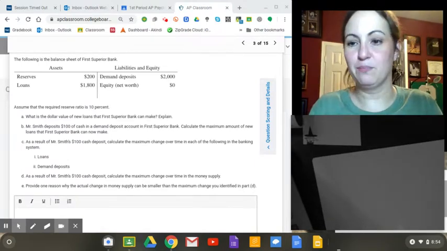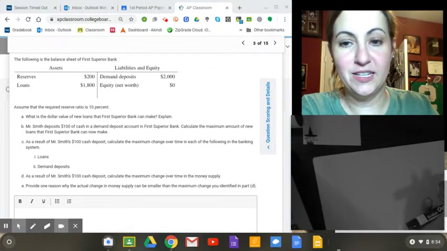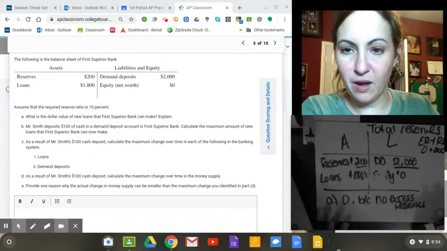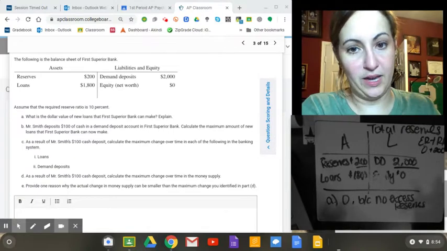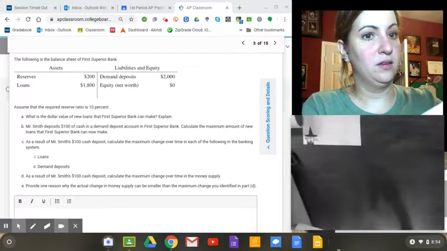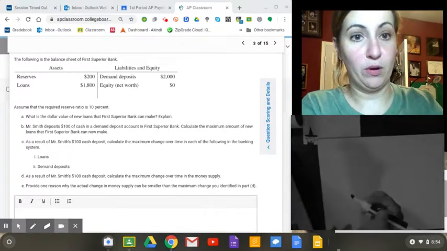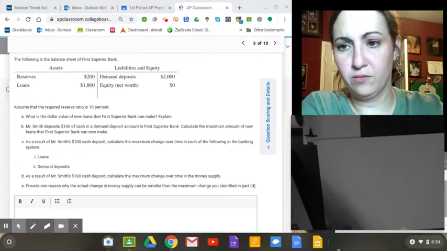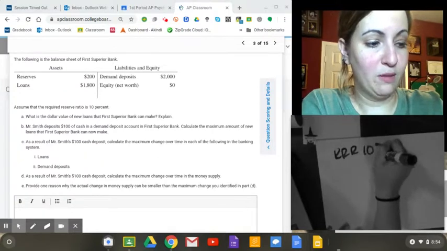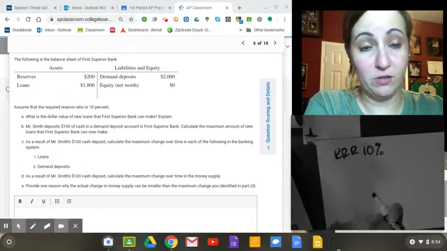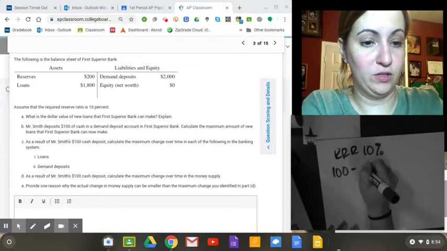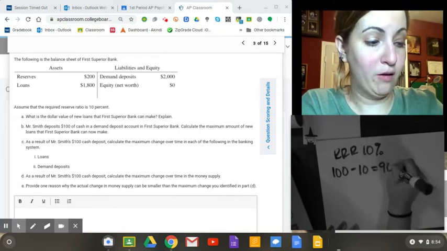So, okay. Mr. Smith deposits $100 in cash in his demand deposit account. So he deposited $100 into his account. How many new loans can they make? Well, they can loan out whatever they can't touch. And before Part A, the RRR is 10%. So they have to keep 10% of all deposits in the bank at all times. The rest goes into excess reserves. So if he deposits $100, 10% of that gets taken out, which is $10. So they can loan out $90.